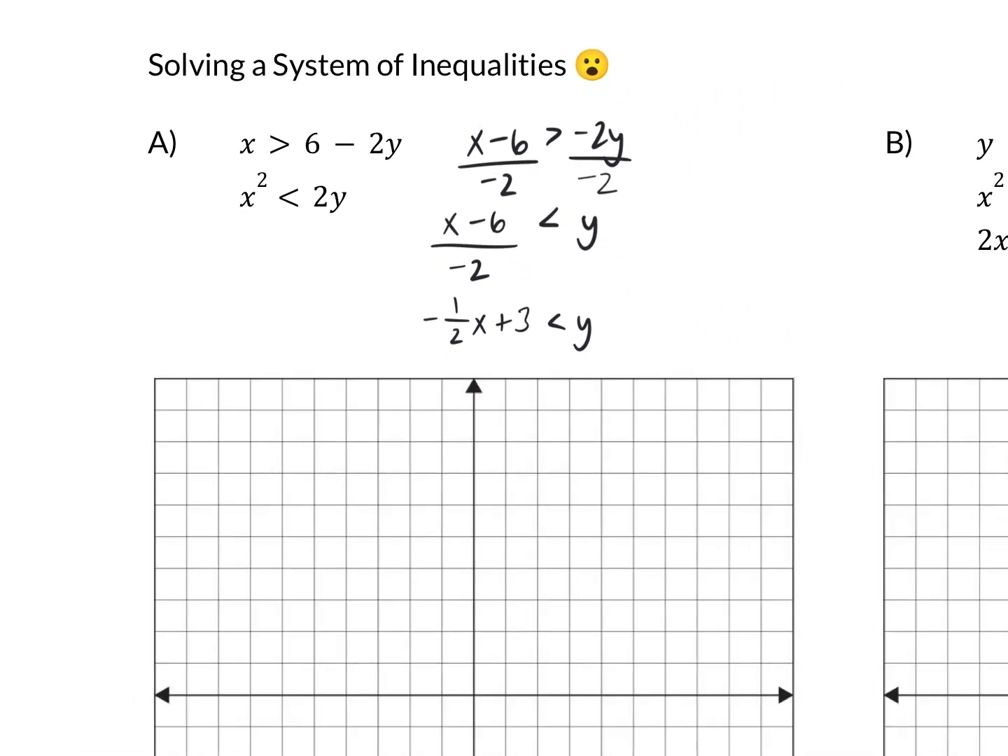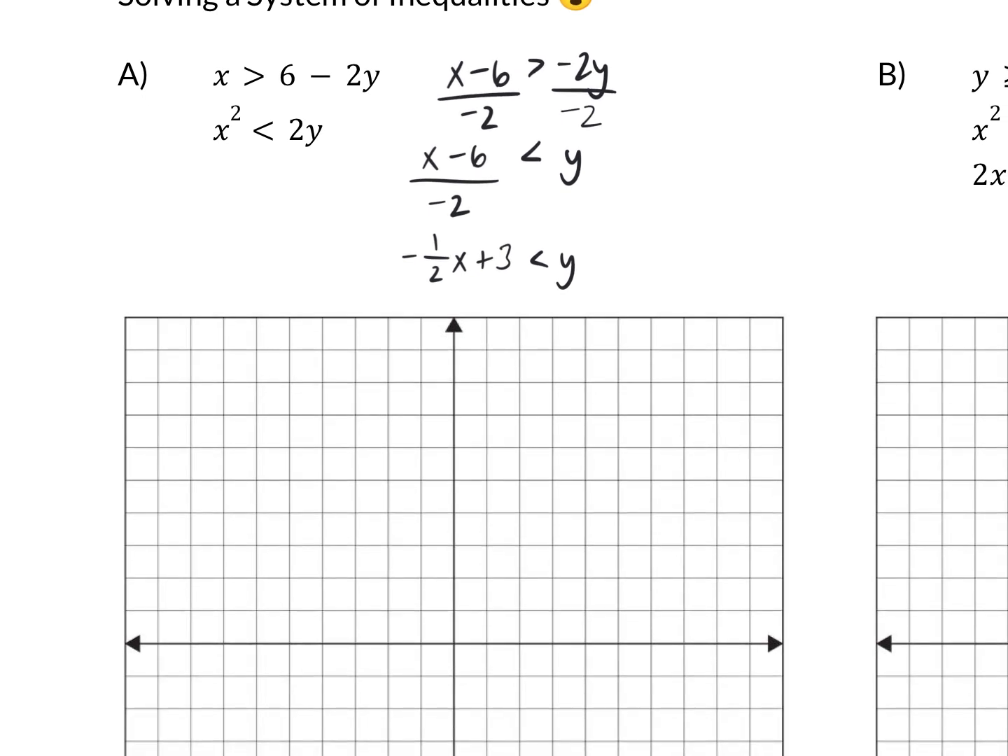Okay, let's graph this here first. So let's go ahead and graph this quick. I'm going to start at 3, and I'm going up 1, left 2, negative slope. As long as you have at least 2 or 3 points on your graph, that is good enough. And then our symbol tells us if it's dashed or solid on this one. Is it dashed or solid? It is dashed.